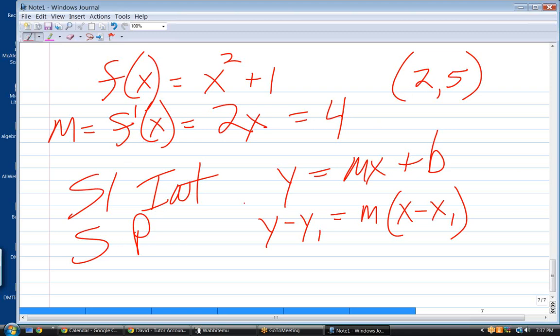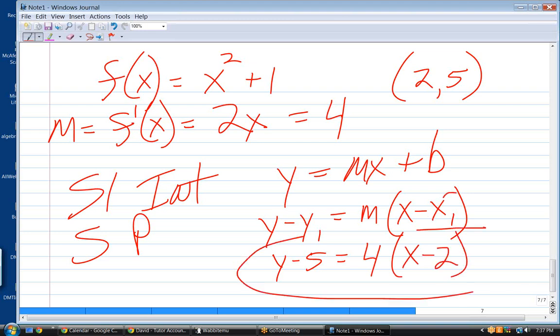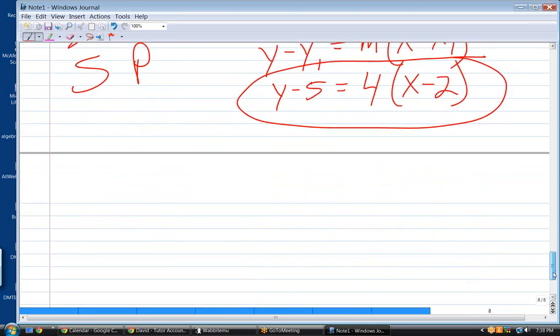So what's the equation of the line? Y minus 5 equals, not M, 4 times x minus 2. That's it. That's the equation of the tangent line. It's in slope-point format, but that's okay. Had they said, give it to us in slope-intercept format, then I'd merely have to do a little algebra.